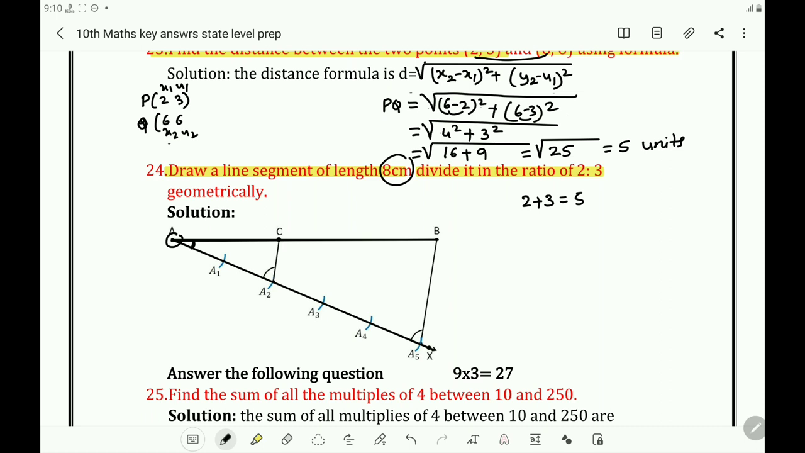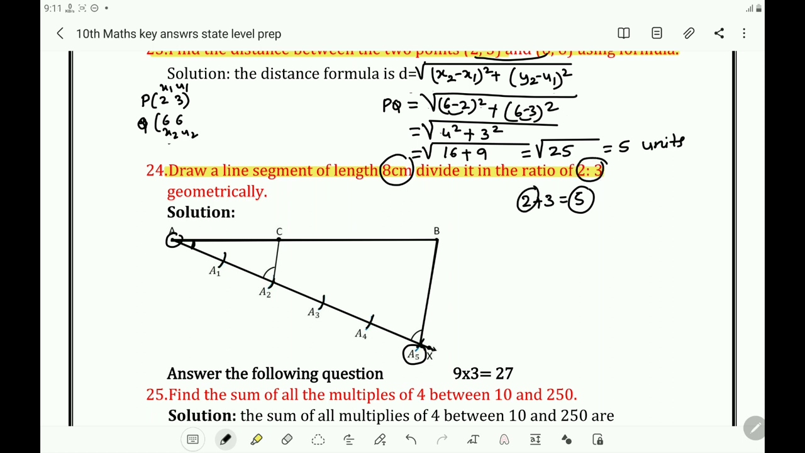To divide a given line segment in the given ratio, you must find the sum of the ratio. Here the sum of the ratio is 2 plus 3, which is 5. So here you make 5 equal parts: A1, A2, A3, A4, A5. With convenient radius, mark 5 arcs which are equidistant from each other. Then join this fifth part to the end point B, and here the ratio is 2 is to 3.